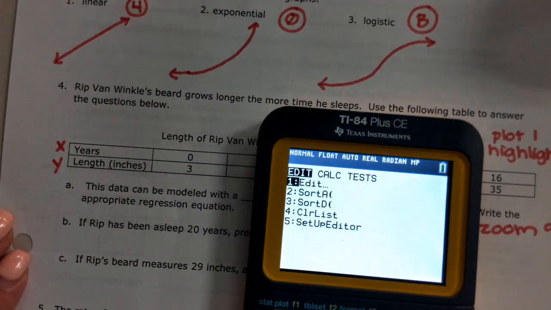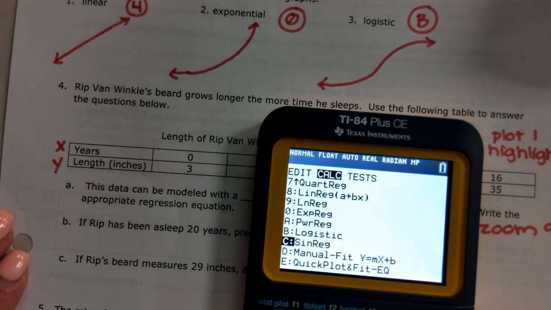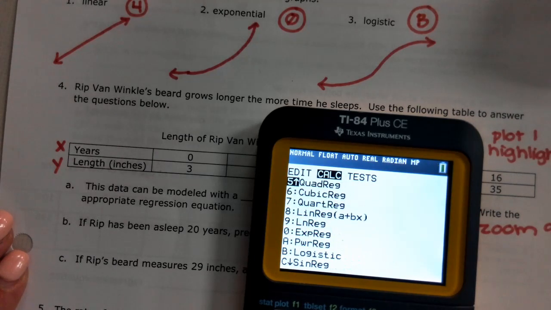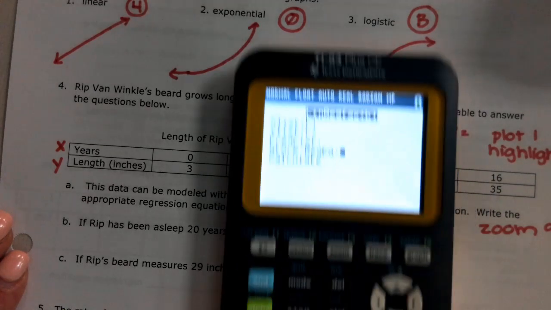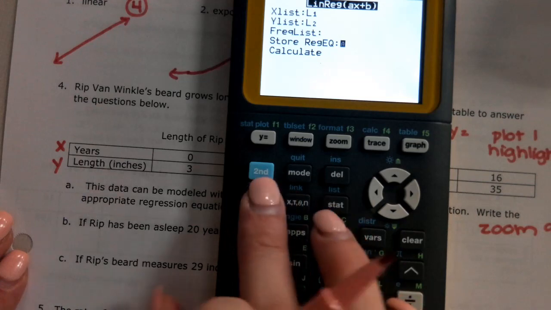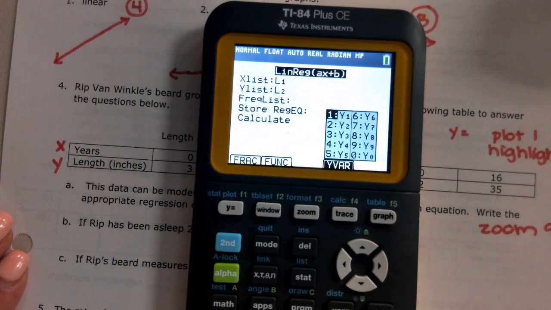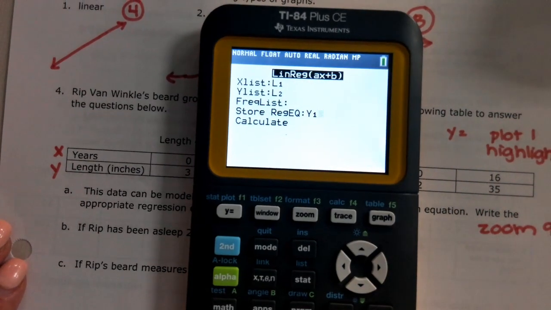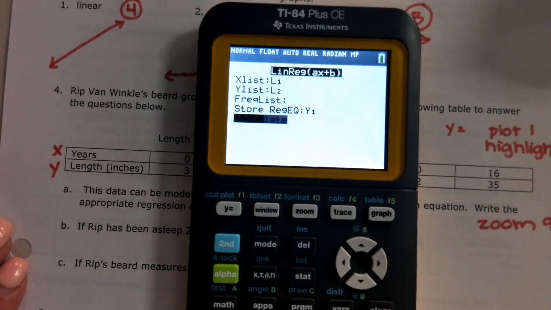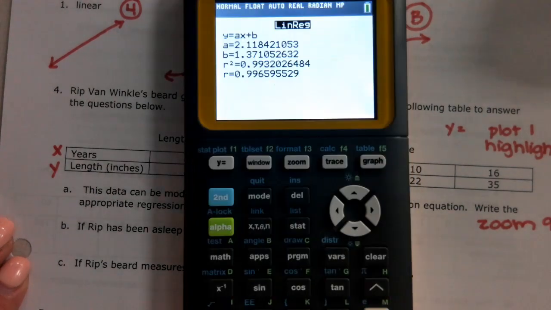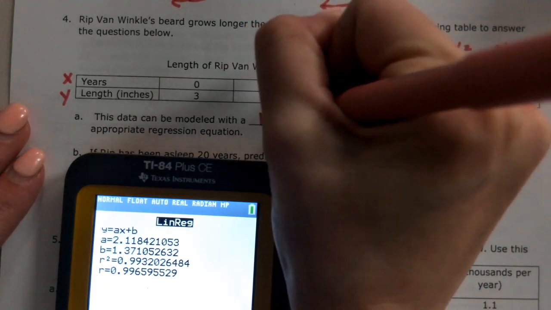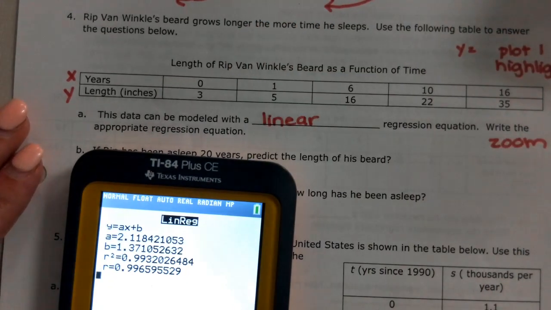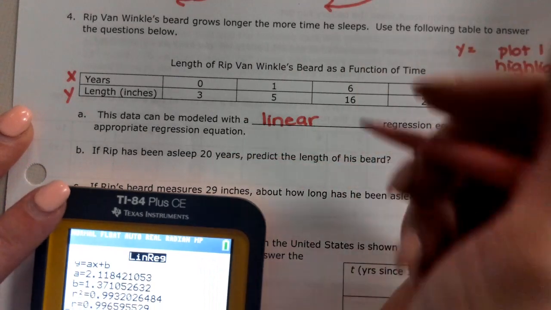So stat, go to the right, and we're going to be doing 4, linear regression. We're going to go ahead and store the equation right here by clicking alpha and then trace. Enter. This will put the entire equation into Y1 for us. Alright, so it can best be modeled by a linear regression equation. Write the appropriate regression equation.